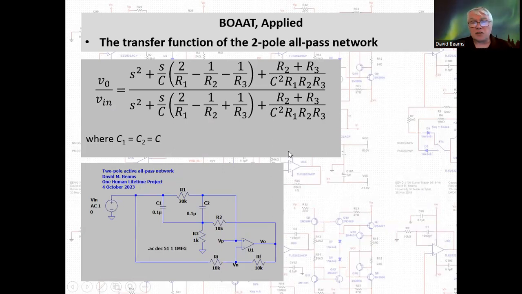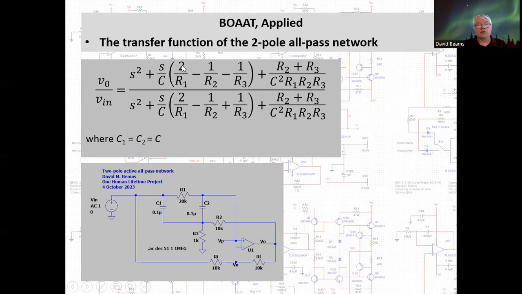Now, I've done a little additional work on this so that the coefficients of S squared in both numerator and denominator were unity, because it helps clarify a point that I want to make. If resistor R1 is twice R2, then this term is 0. And this term is 0. And then the coefficient of the linear term in S, in the numerator, it's -1 over CR3. In the denominator, it's 1 over CR3.